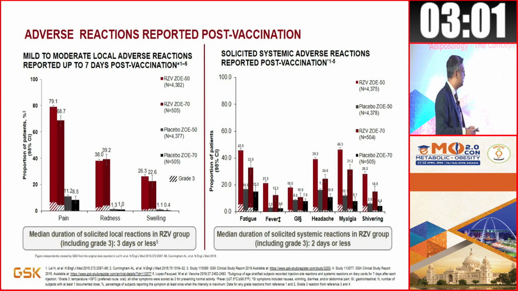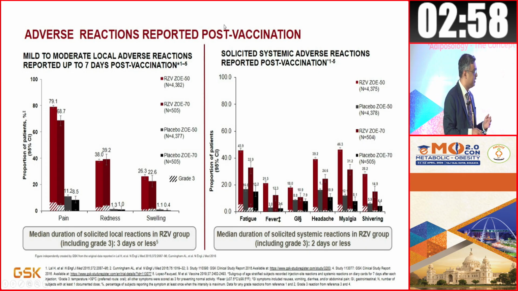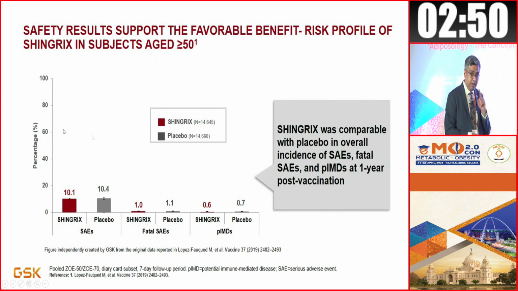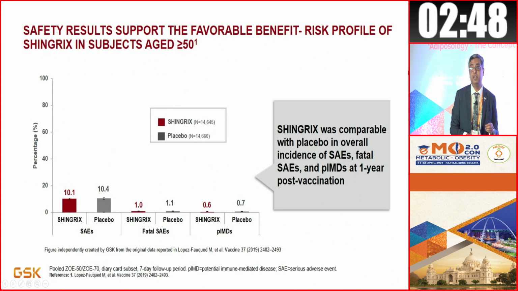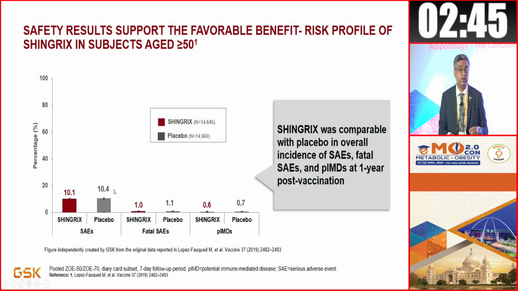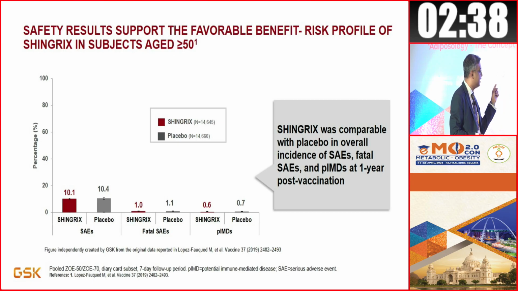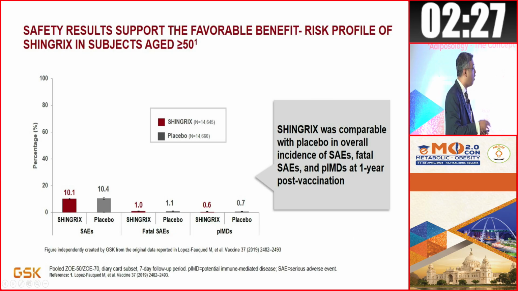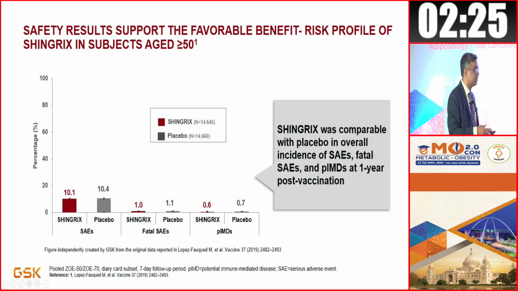The most common adverse events are pain, redness, and swelling. Sometimes fatigue, headache, and myalgia may be reported, but this is true for every vaccine that we might give. More important are the serious adverse events, or fatal adverse events, or whether it leads to any immune-mediated disease. And there you see Shingrix versus placebo, everywhere it is exactly similar. Shingrix was comparable with placebo in overall incidence of serious adverse events, fatal adverse events, or immune-mediated disease occurrence risk.